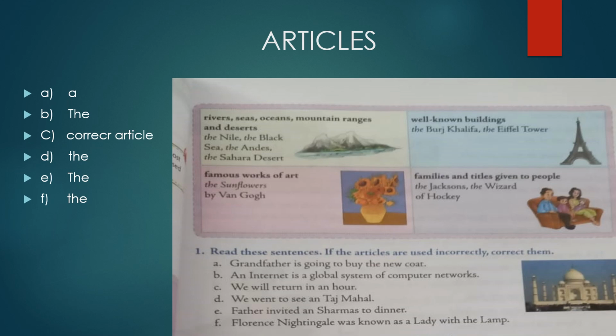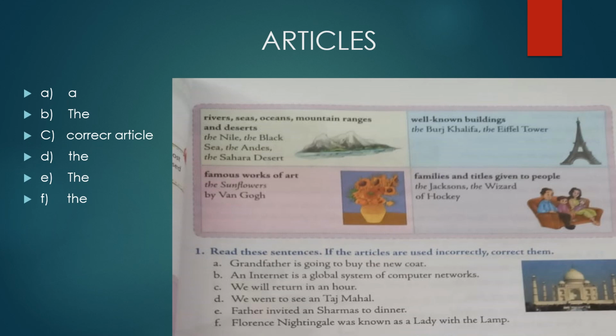D. We went to see an Taj Mahal. No, children, this article is wrong. Why? Because with historical monuments, we will put the. We will put here the definite article the. We went to see the Taj Mahal.